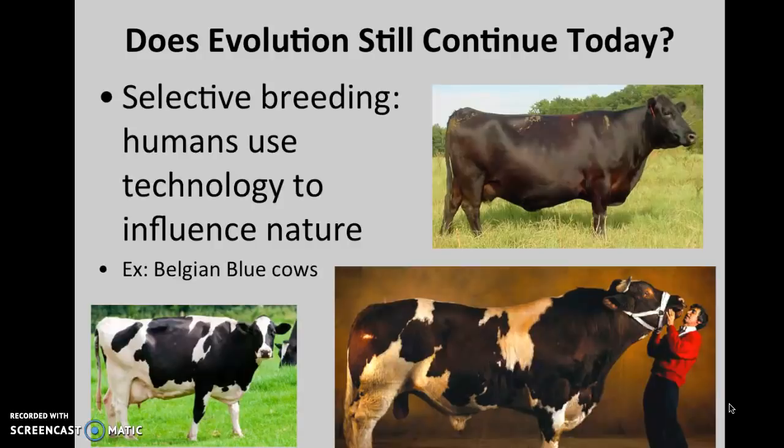Even just for aesthetic purposes, like flowers. Some people really enjoy beautiful flowers in their garden. And so they have bred certain characteristics of one flower with another flower to create a new flower that's maybe resistant to pests, or that smells really good and attracts butterflies, or just has a beautiful color. So these are all examples of selective breeding, and examples of ways that evolution does still continue today.